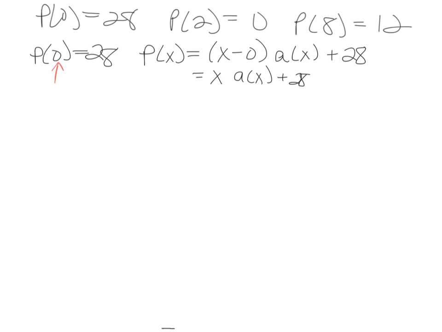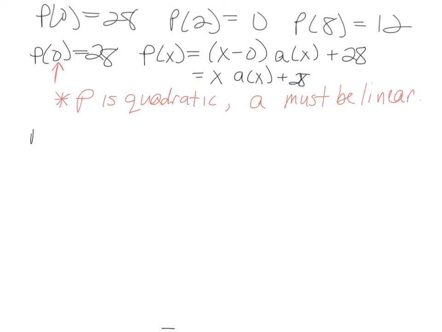Okay, something that's really cool that we know. We know this equation is quadratic, so we know that P is quadratic. So a must be linear, must be one less. All right, so we're going to use the second point. P of 2 equals 0.